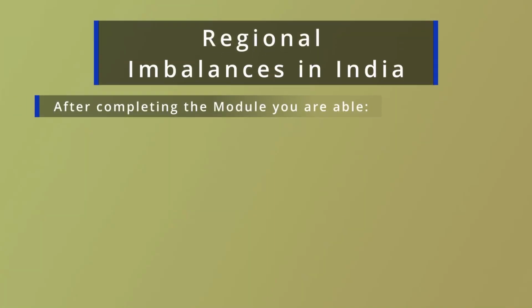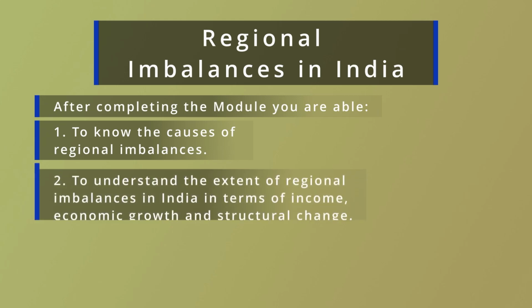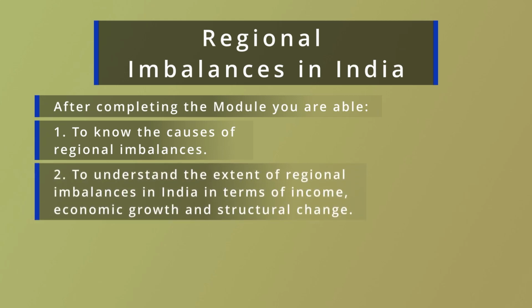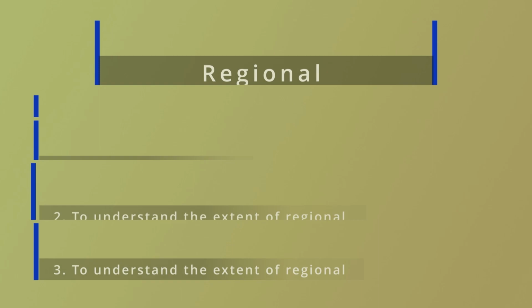Now I am going to discuss the module entitled Regional Imbalances in India. After completing this module, you are able to know the causes of regional imbalances. It also helps you to understand the extent of regional imbalances in respect of income disparity, and you will also be able to understand the extent of regional imbalances in respect of some development indicators like urbanization, literacy rate, road density, poverty, etc. The module consists of 6 sections.